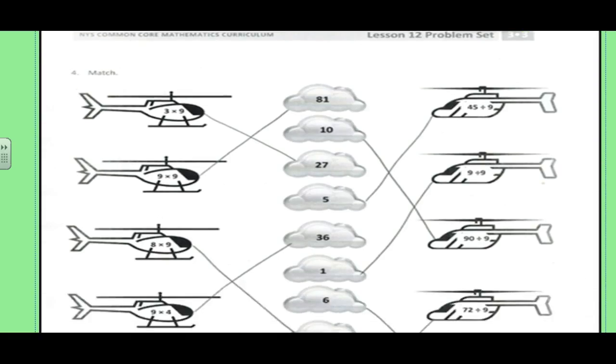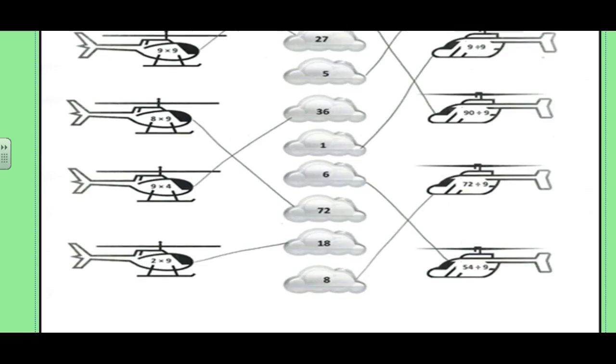So 3 times 9 went to 27. 9 times 9 went to 81. 8 times 9 went to 72. 9 times 4 went to 36. And 2 times 9 went to 18.